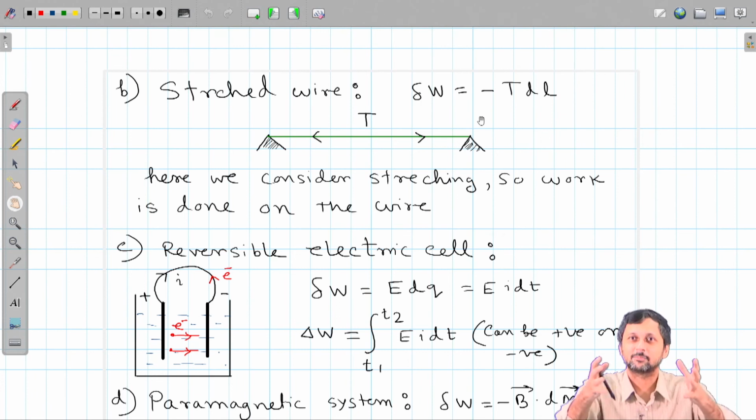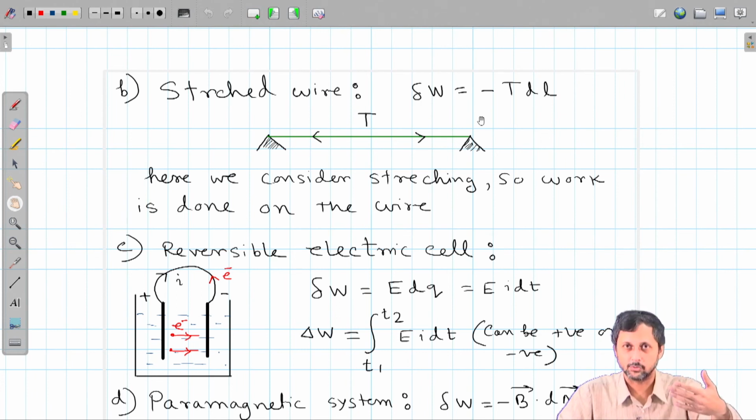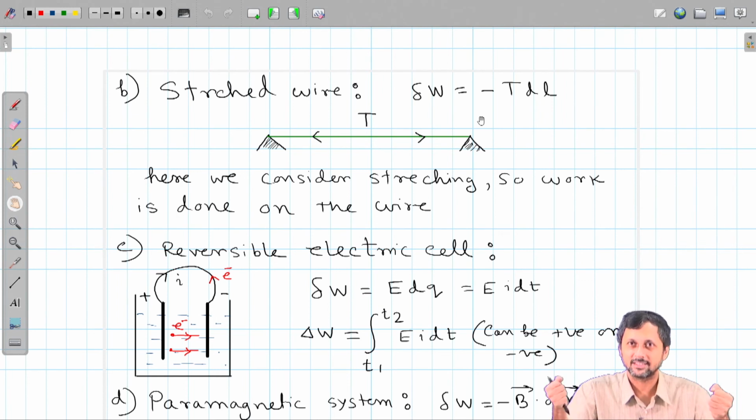When the gas is expanded, the work is done by the system, the gas is doing the work, so that work will be positive. Similarly, for a stretched wire, because we are always stretching the wire, the name suggests that, we are doing work on the system. So, it is minus TdL and it is always negative by definition.